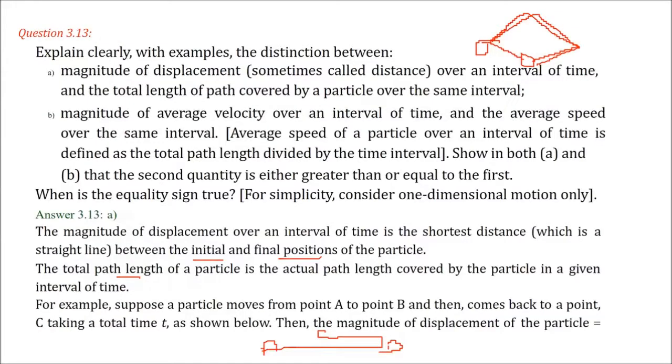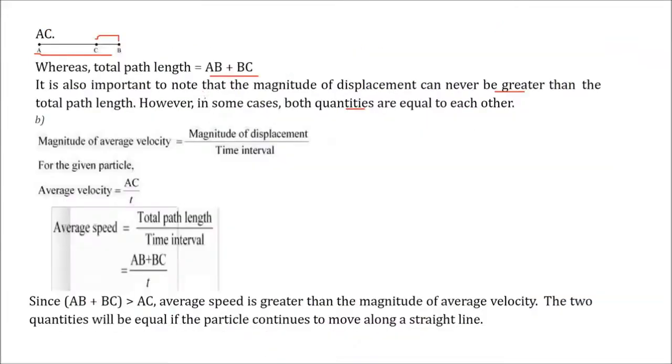The next part is magnitude of average velocity over a time interval and the average speed over the same interval. So what is the average velocity and average speed? And then we have to talk about the greaterness of the quantities as well. So what is the magnitude of average velocity? It has to be displacement by time interval.